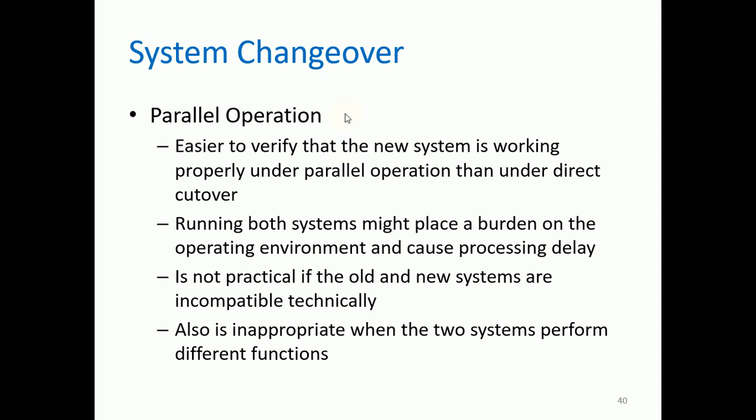Of course, since you're using two systems, you have to consider the data of the old system and the new system, so there will be processing delays. It is not practical if the old and new systems are technically incompatible, because parallel operation requires that the old and new systems be related. They're not very different systems from one another. It is also inappropriate when the two systems perform different functions. So parallel operation has less risk but is the most expensive.